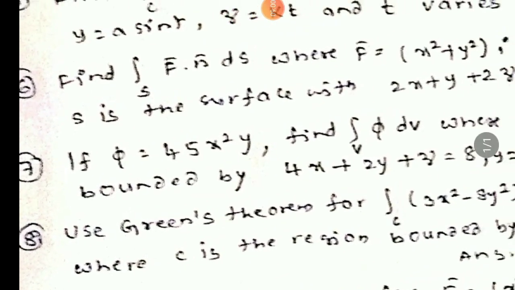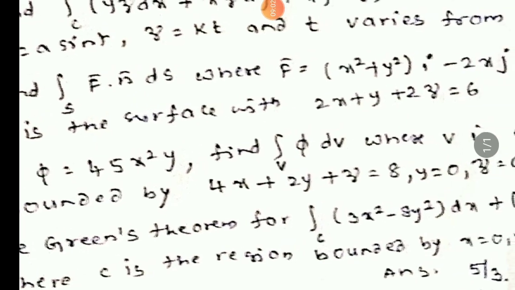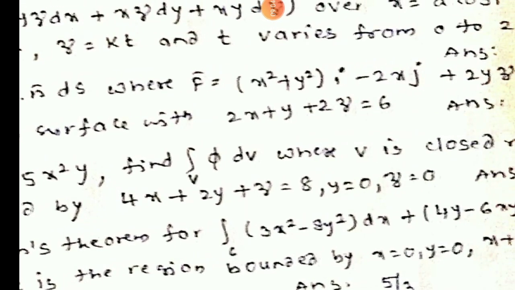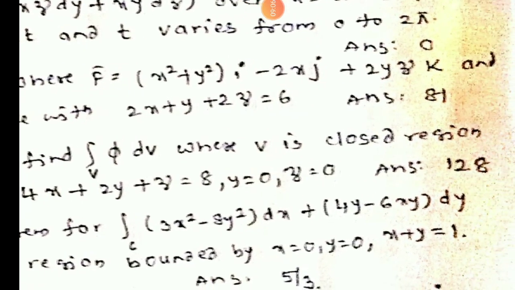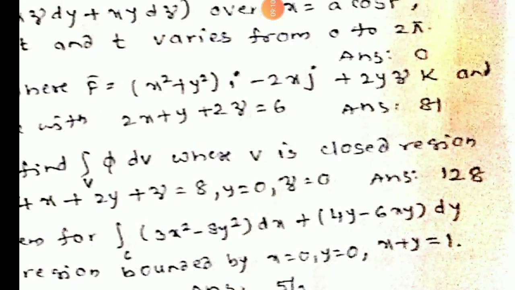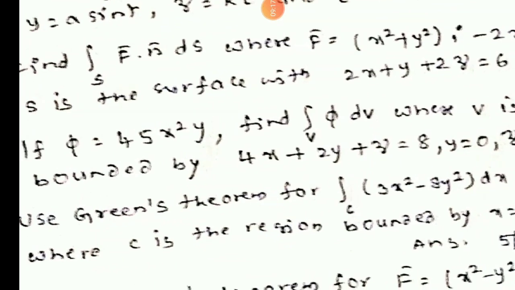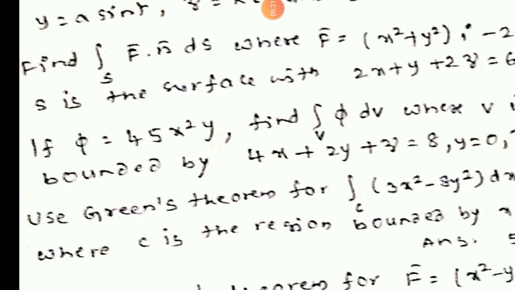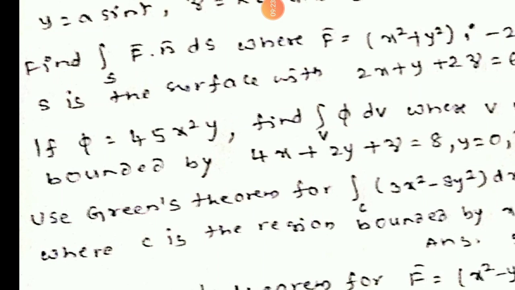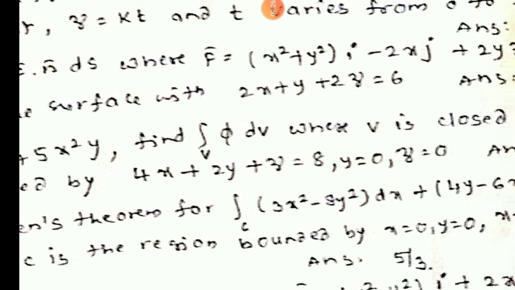And a problem is given: phi, which is 45 x square y, asking for the integral over V of phi dV. Already only phi is given, a scalar function. dV stands for dx dy dz. So indirectly they are asking, it is a closed region bounded by some equation, and we need to calculate the volume integral. Volume means it should have three integrals, three variable limits.